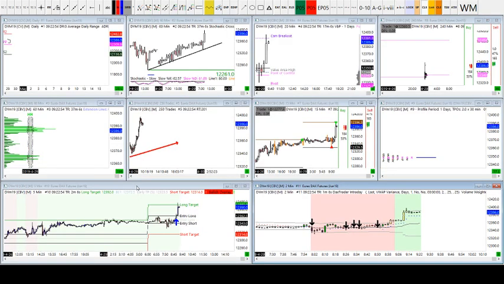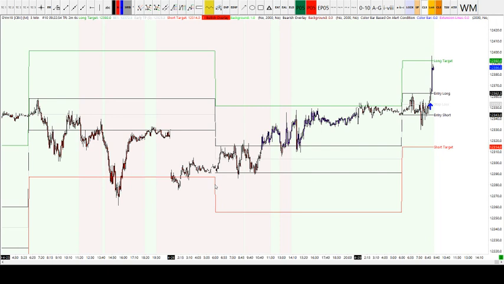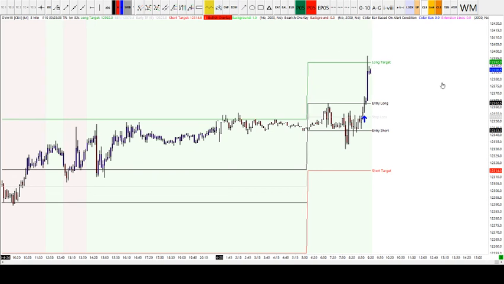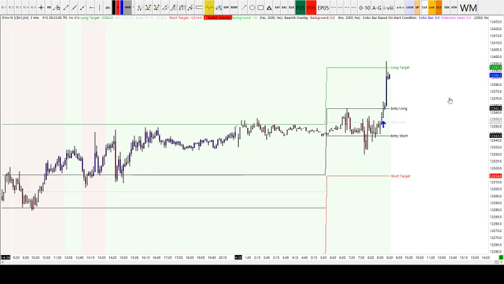Okay, as far as strategies are concerned, well, this morning we broke above the IB, which is the initial balance, and would have hit target. Very, very simple strategy. I'm not going to go into too much detail on that. If you want more information, I share that in the channels, and I share that with the members.